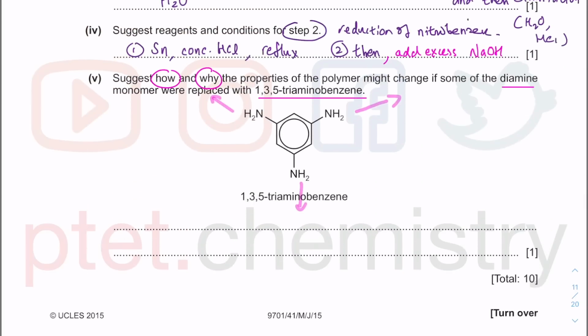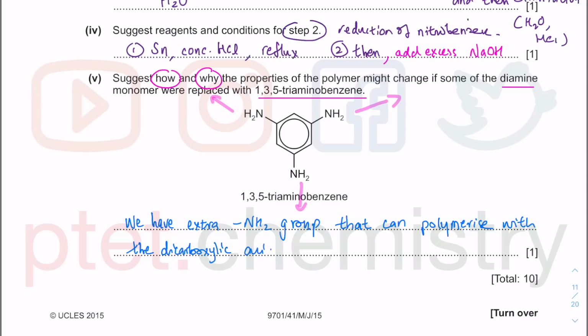How and why might the properties change? Well, we have an extra NH2 group that can polymerize with the dicarboxylic acid in another direction. So what we can see here is that when they polymerize this way, we get a symmetrical structure, right?